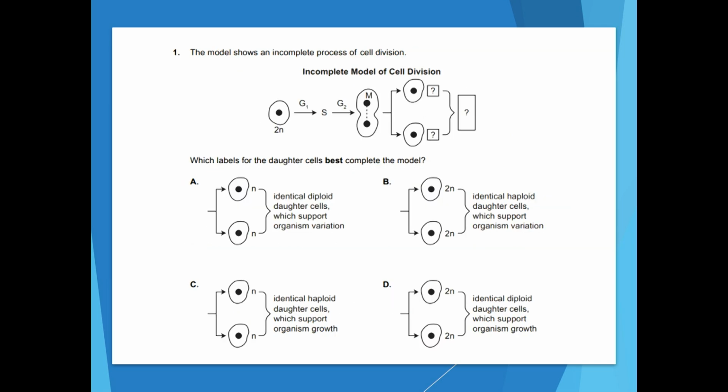Y'all are doing great. Okay, this says, the model shows an incomplete process of cell division. Which labels for the daughter cells best complete the model? Okay, so for this one, we want to go with letter D. Here's what's going on, okay? So this is an incomplete model of cell division.